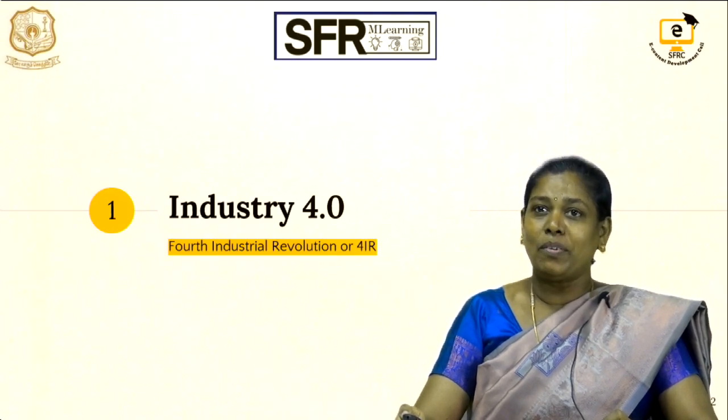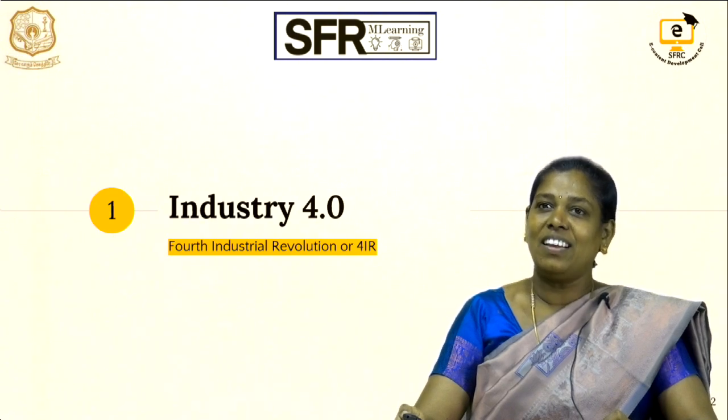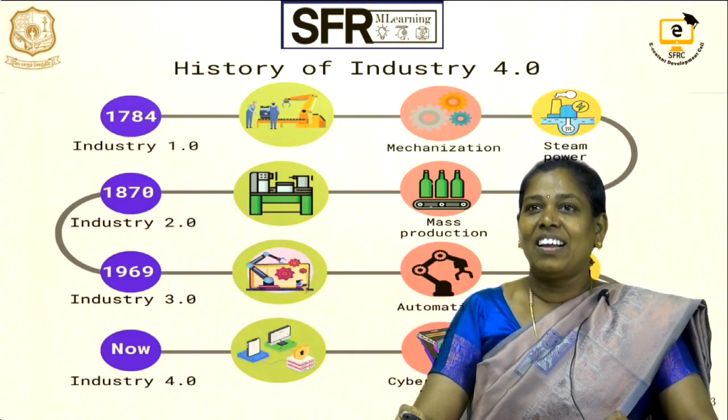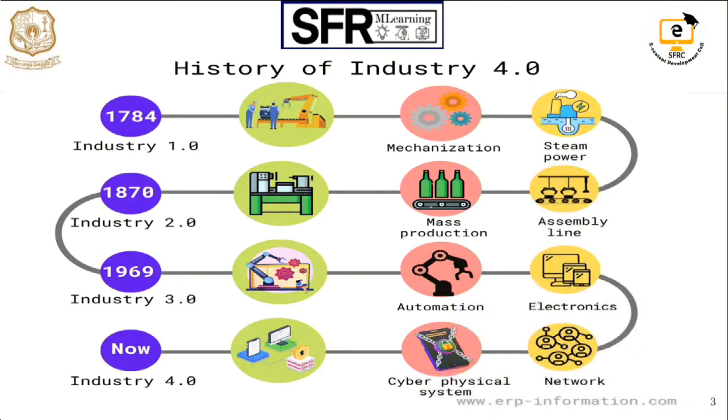What is Industry 4.0? It is also called Fourth Industrial Revolution. In the history of Industry, initially the industry moved from agriculture to mechanization. And in 2.0, the assembly line has been introduced. And in 3.0, semiconductors and other electronic gadgets have been introduced. And finally, in 4.0, we have reached the cyber physical system and networking components. And now we are in a stage between Industry 4.0 and 5.0.